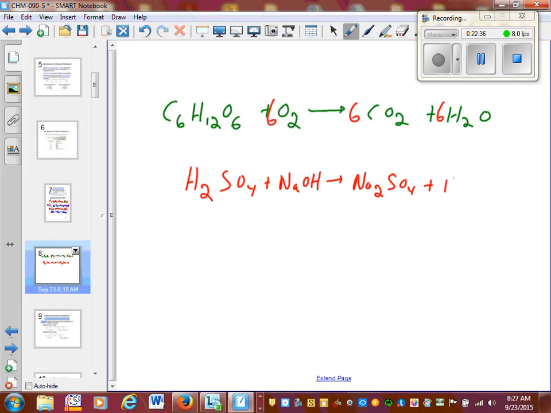Okay, balance that one. And then on the other side, yeah, that's an Na. Another trick is if you have a polyatomic ion that's the same on both sides, in this case we have SO4 on both sides, treat it as one unit, just balance all the SO4s. You don't really have to count those oxygens.